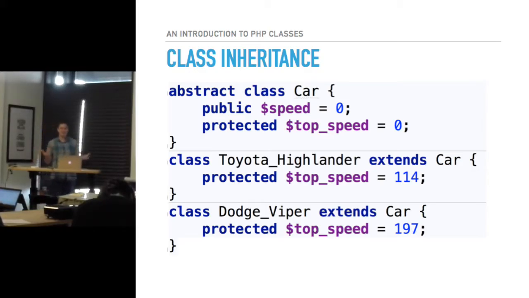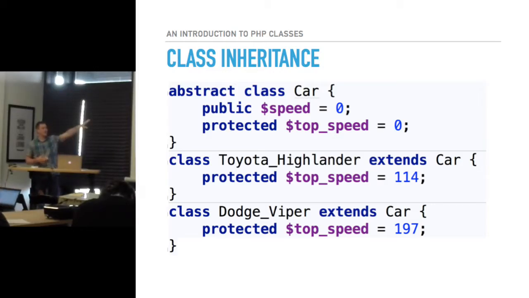No, because it's just too generic. There's no real way that you can say, oh yes, the top speed of a car in general is this. So it's too generic for us to really allow somebody to create a generic car instance, because we want to have a more detailed instance.